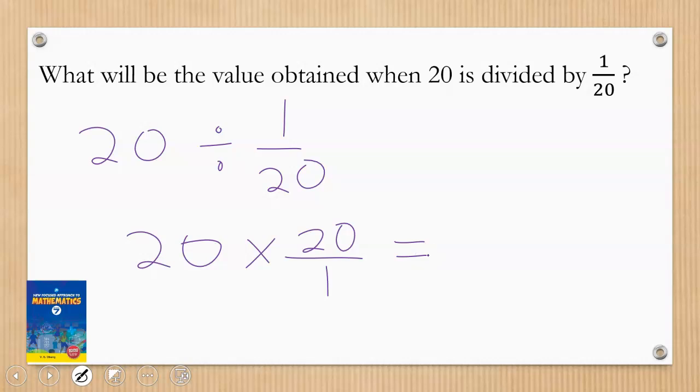2 times 2 is 4, and so we get 400. We can say 400 over 1, but it is the same as 400. That means if you have 20 and you are dividing it by 1/20, you end up getting 400.